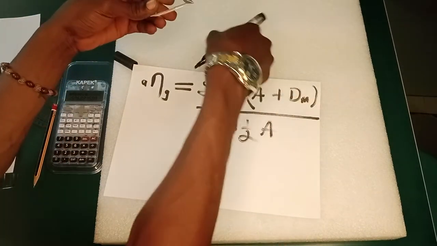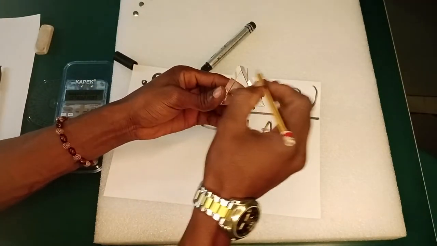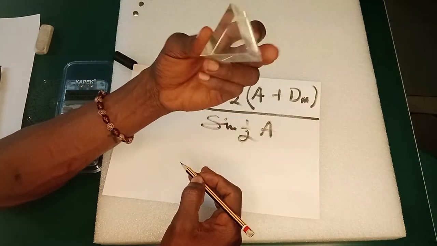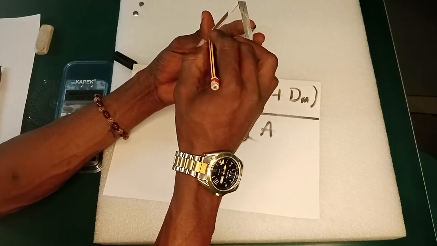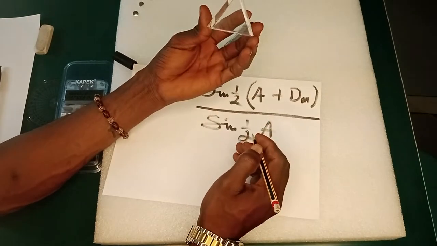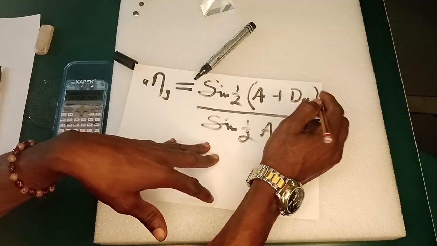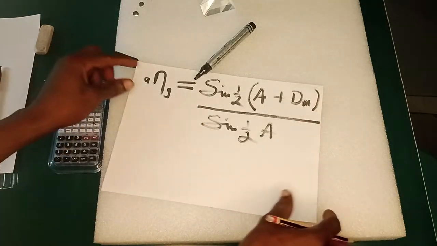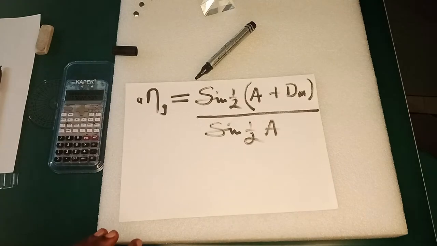where A simply means the interior angle of this triangular glass prism. In this case, this guy is 60 degrees on the equilateral triangle. So D M is the angle of minimum deviation. We'll get back to this equation later in this video.